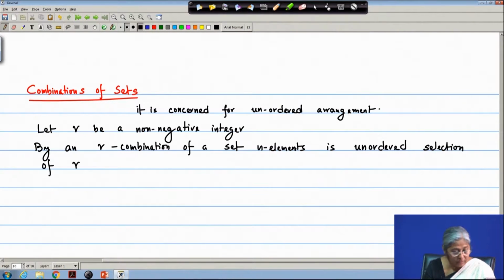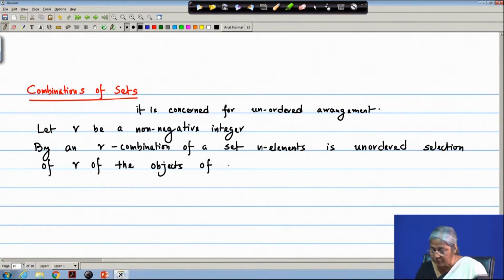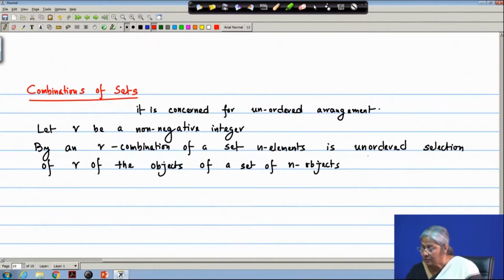of R of the objects or elements of a set of n elements, or n objects. A set of n elements. Now, it differs from permutation in that it is an unordered selection.